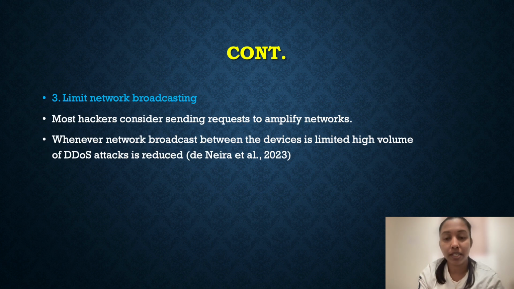The third one, limit network broadcasting. Most hackers consider sending requests to amplify networks. The bank can easily reduce such problems through limited network broadcast between the devices. Whenever network broadcast between the devices is limited, the high volume of DDoS attacks is reduced. In addition, the employees can also be instructed to disable chargen and echo services in the banking system. Therefore, with such an approach, it would be easy to address similar attacks in the future.